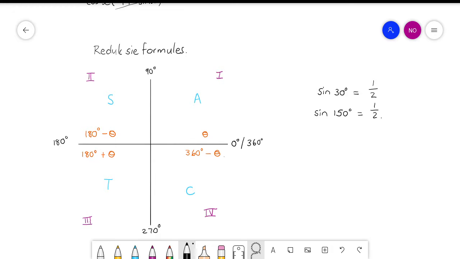2. Okay. How can I define 150 in terms of 180 minus something? Because we're in the second quadrant, so we want to work with 180 minus something. 180 minus wat geef my 150? Ooh, we're starting to sense a pattern here.